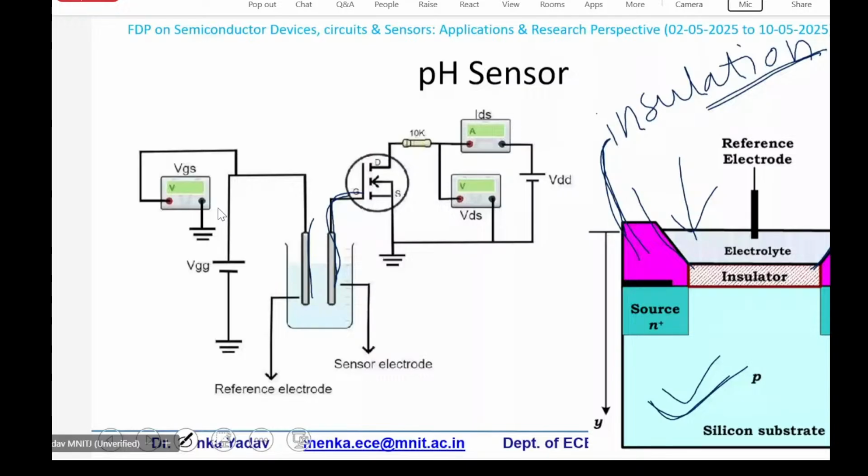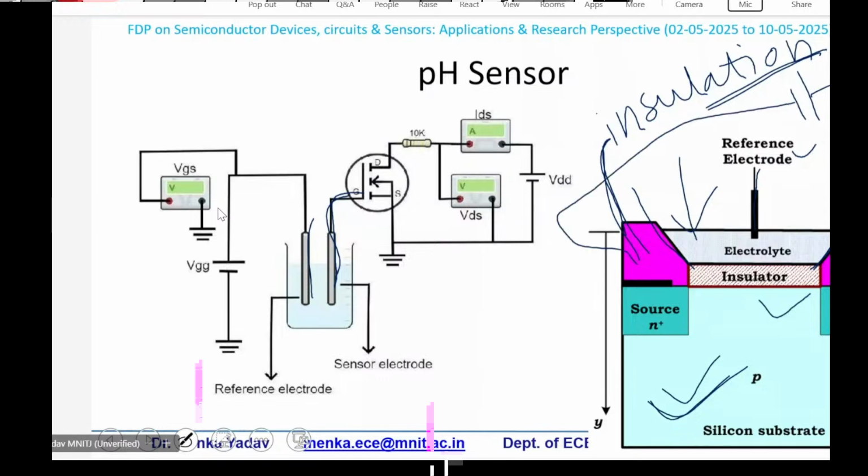Now your reference electrode is put inside the electrolyte, and some VCC supply is given over here. Now how these things are being changed, how they see the drain current will be seen. Some drain voltage is applied, and whatever change there is in the drain current is noted, and this is how it is calibrated against how much pH level was there.